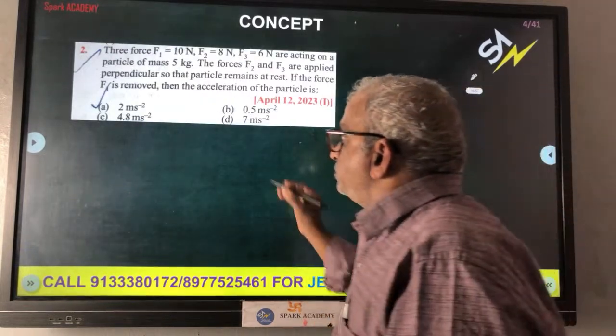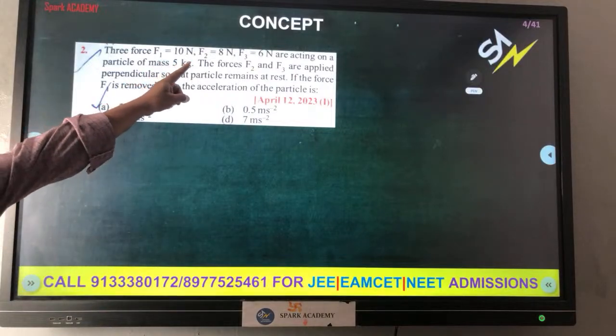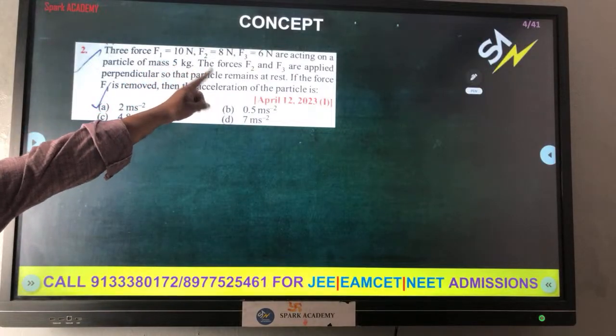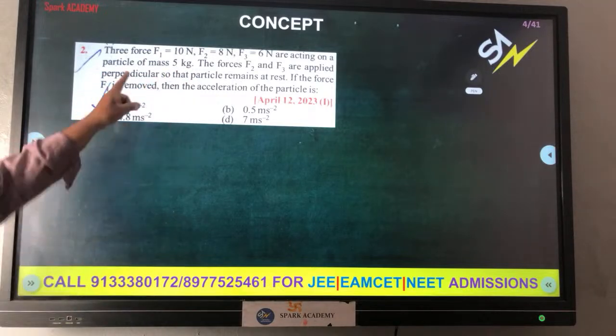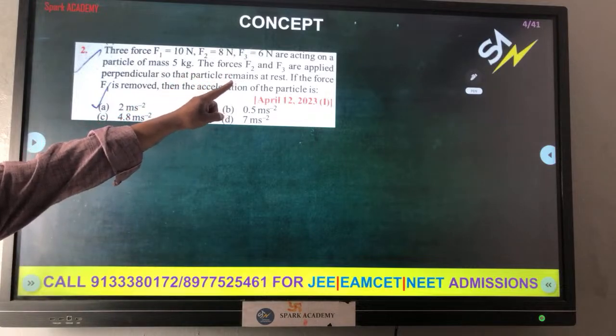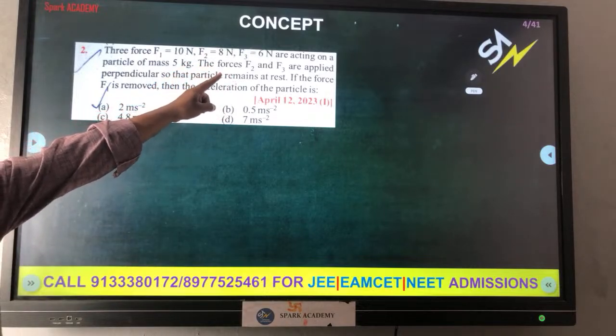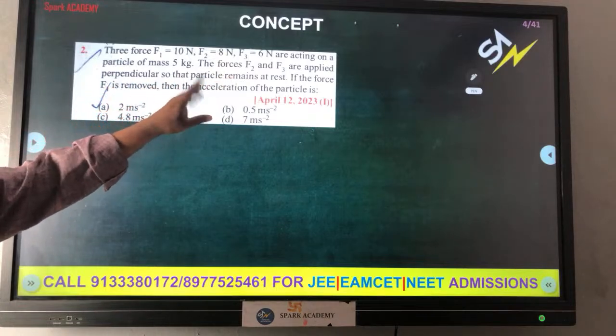Second problem. Please see the second problem. Three forces, 10 newtons, 8 newtons and 6 newtons, are acting on a particle of mass 5 kg. Two forces, F2 is 8 newtons and F3 is 6 newtons, are applied perpendicular so that the particle remains at rest.